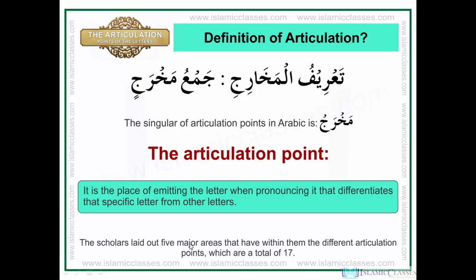There are five major areas of our face, or you can say our mouth, that have within them the different articulation points. In our mouth there are five places, and these places are most important to know the sound of Arabic letters, which have a total of 17 articulation points. That means there are 17 articulation points in those five major areas. You have to know those five major areas first, and then within them I will show the 17 makharij. I'm going to the next page to show you what those five major areas are.